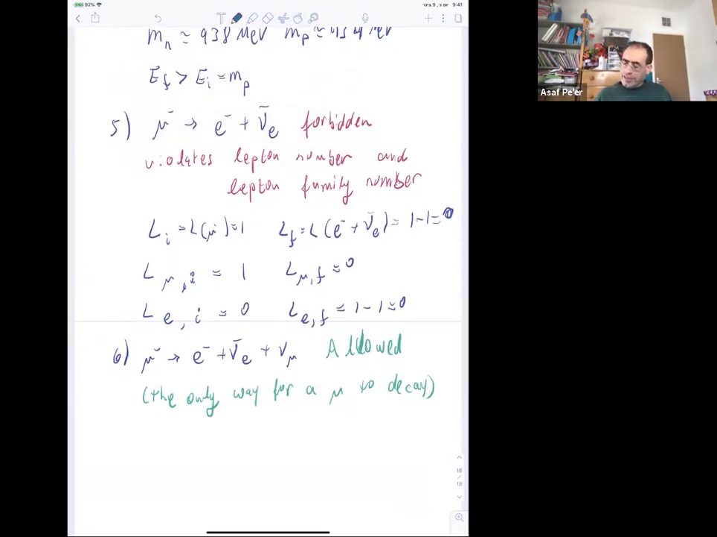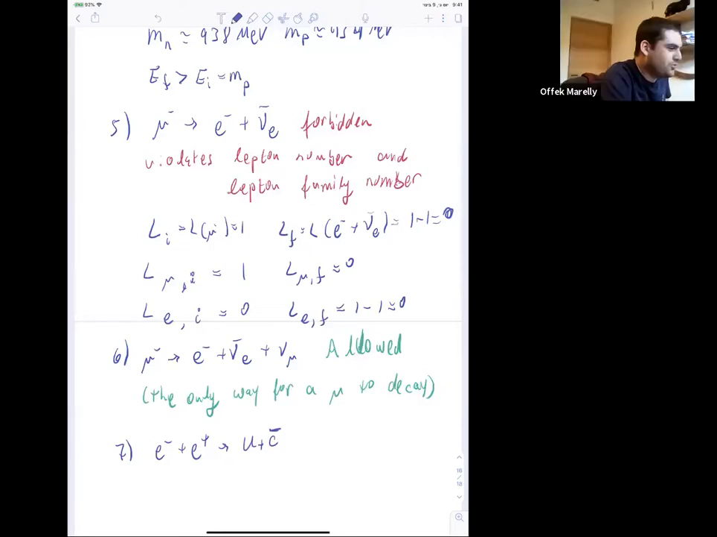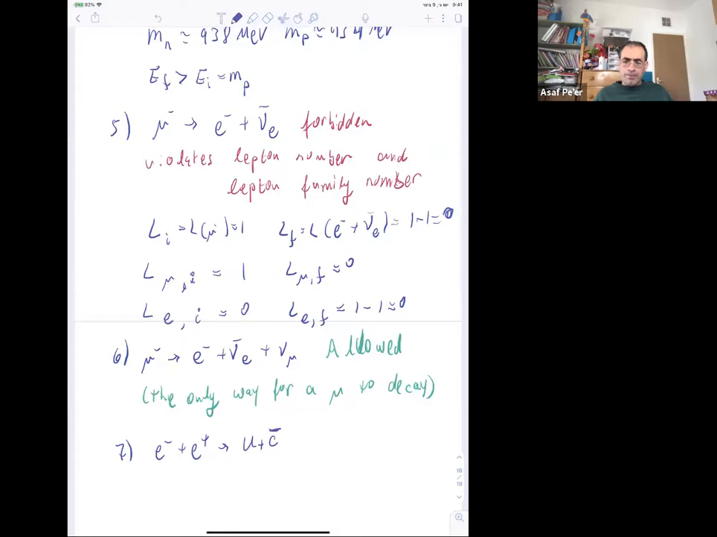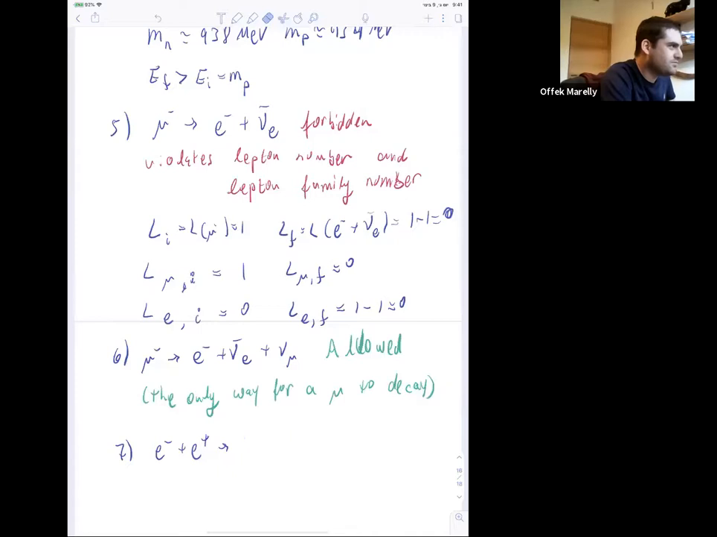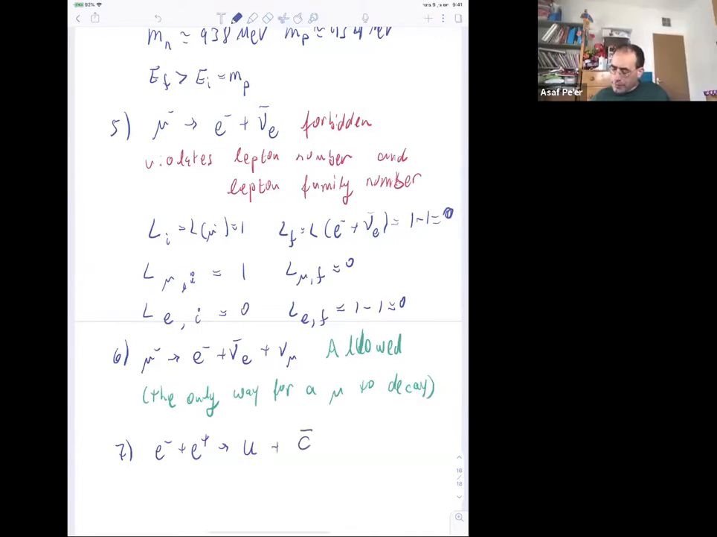Let's speak about scattering now. What about an electron and a positron annihilating into an up and an anti-charm quark? Allowed or forbidden? When you put the plus, you mean the quarks are in a down state or not? No, I mean an up quark plus an anti-charm quark. You start with an electron and a positron. They annihilate and they end up with an up quark and an anti-charm quark. Can this occur in nature?